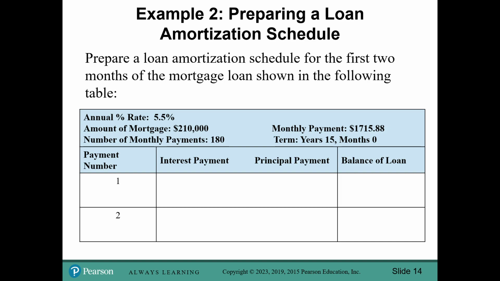Our annual rate is 5.5%. The amount of mortgage is $210,000. The monthly payment is $1,715.88. And the number of monthly payments is 180. The term of this loan is 15 years. Okay, so let's prepare this amortization schedule.